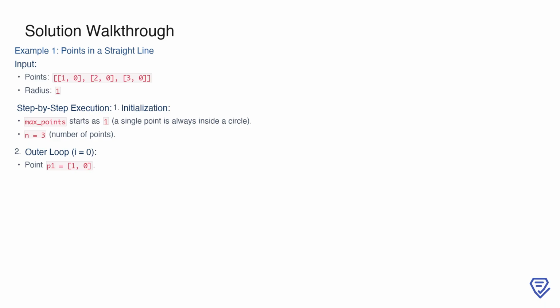To solve this problem, we start by initializing max_points to 1, because any single point can always be enclosed in a circle. We also calculate n, the total number of points, which is 3 in this case. The outer loop begins with i equals 0, so we select the first point, p1 equals 1, 0. This point will serve as the reference for comparing against all other points to determine how many points can fit within a circle of the given radius.